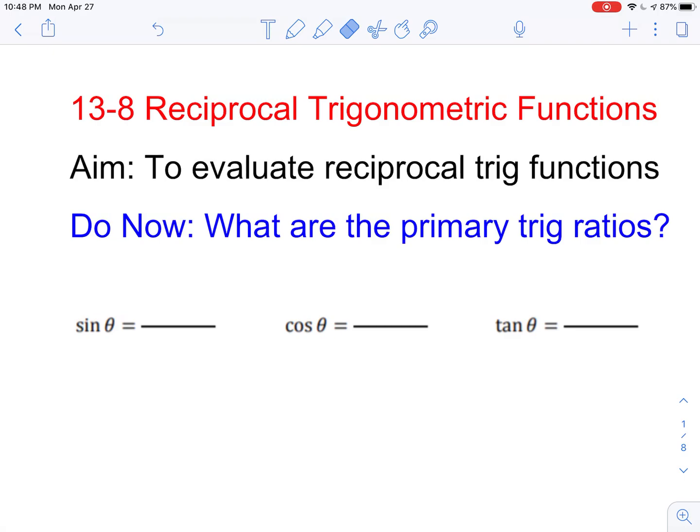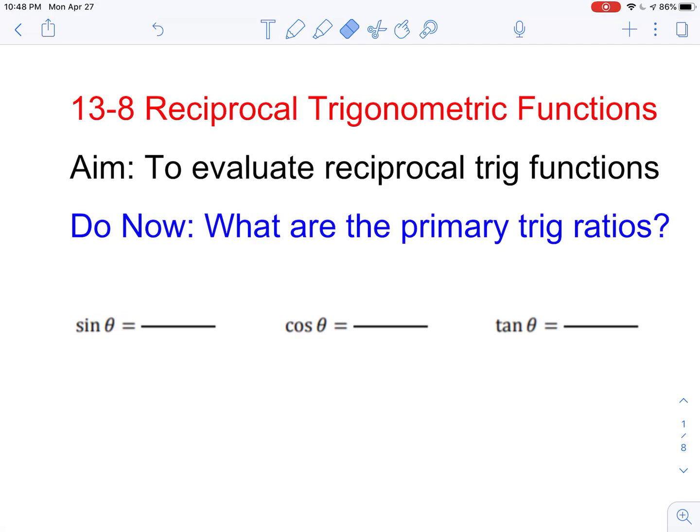Welcome to my video on 13-8 reciprocal trig functions. So we are skipping 13-6 and 13-7 temporarily. We are going to return to it after this section. So I'm just rearranging some stuff.